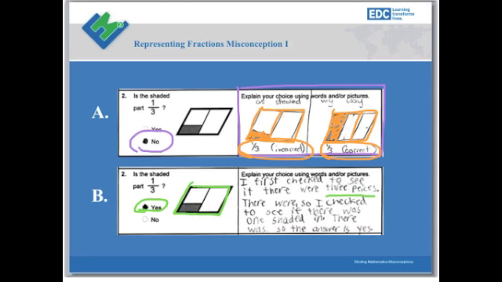The student continued on to say, "there were, so I checked to see if there was 1 shaded in." So going over and checking that 1 shaded in. "There was, so the answer is yes." So this is a clear example of misconception 1. The student counted up the total number of pieces as the denominator, counted the shaded in piece as the numerator, but did not consider the size of the pieces when trying to solve this problem.